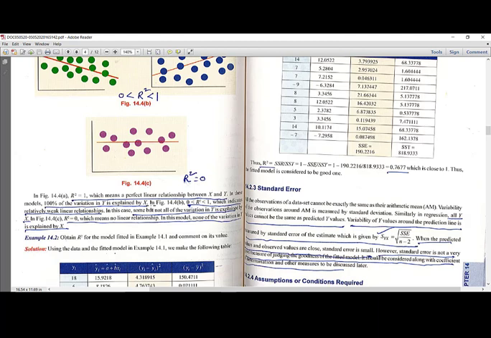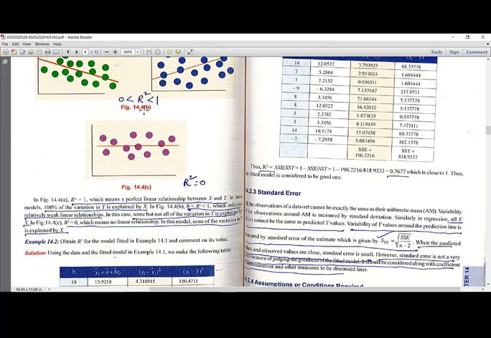And here in this figure, as I have explained in figure 14.4b, that indicates relatively weak linear relationships. In this case, some but not all of the variation in Y is explained by X. And in this figure, R square is 0, which means no linear relationship. In this model, none of the variation in Y is explained by X. So this is our common conclusion: when R square is equal to 0, then none of the variation in Y is explained by X.